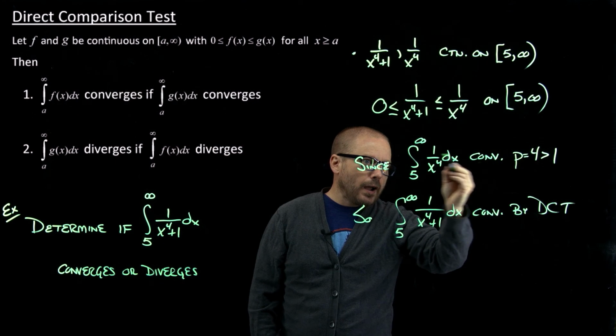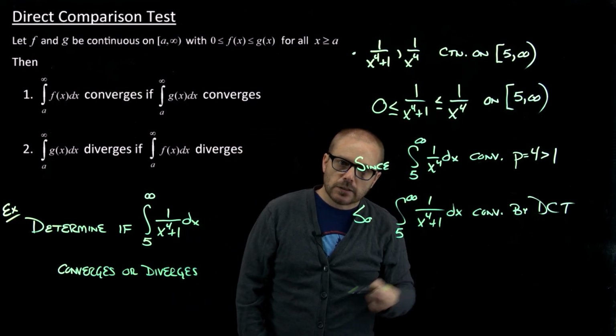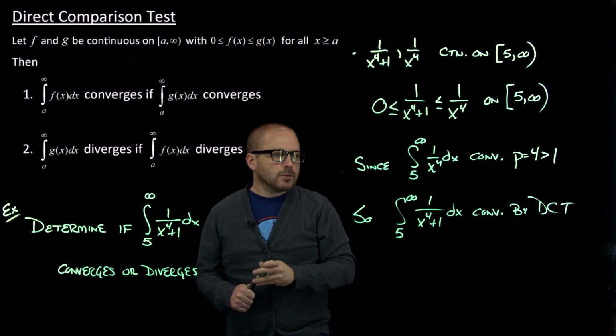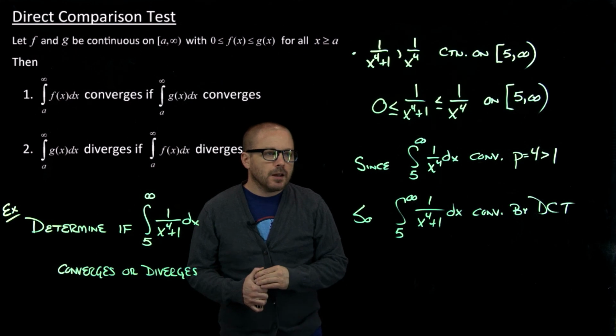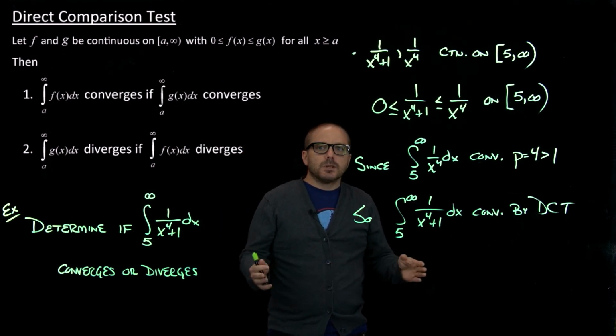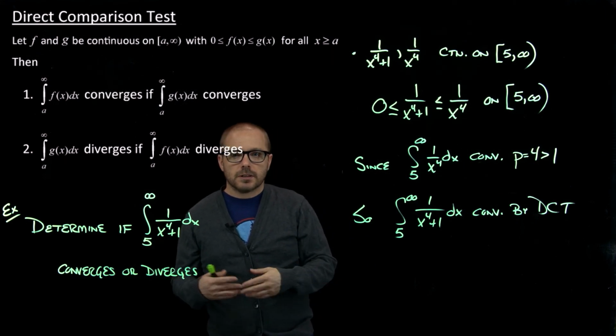Then state why we know that that integral is convergent, and then make your conclusion that the one that we're trying to figure out is convergent by DCT. Next, we'll look at another example using DCT, this time arguing that the integral is divergent.